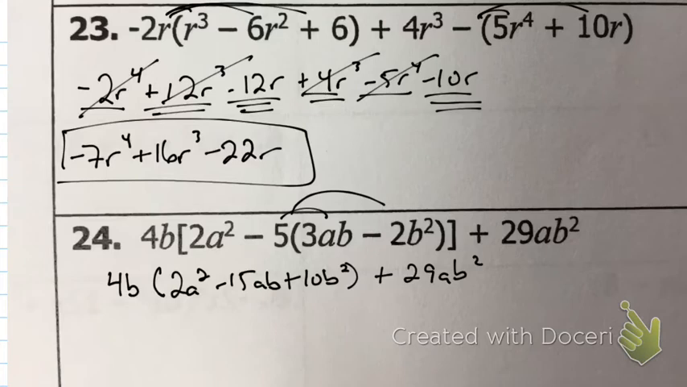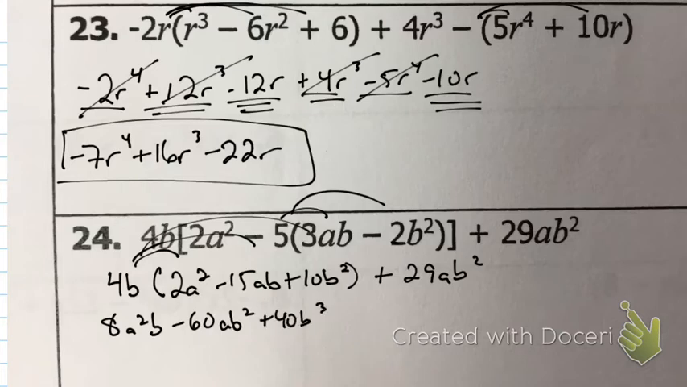Okay. So all I did so far is I distributed that negative 5, that monomial negative 5 to that binomial inside of the parentheses. Well, now, do you notice what's outside of the parentheses now? Got that 4b. That 4b now can get distributed to all three of those terms. And that gives me 8a squared b minus 60ab squared plus 40b cubed plus 29ab squared. Now what, though?